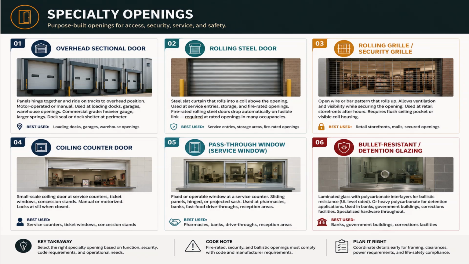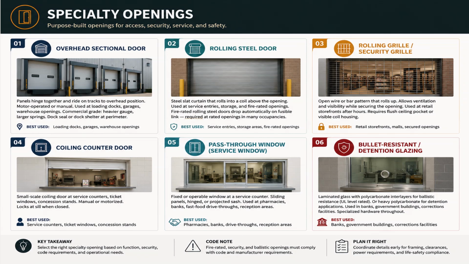Bullet-resistant or detention glazing is laminated glass with polycarbonate interlayers for ballistic resistance, UL level rated, or heavy polycarbonate for detention applications. Used in banks, government buildings, and corrections facilities, with specialized hardware throughout. Best used: banks, government buildings, corrections facilities.